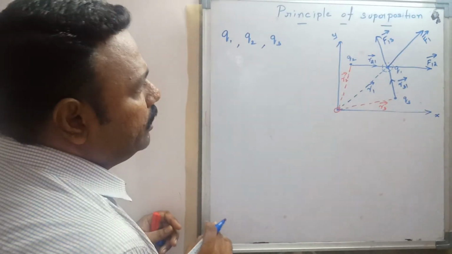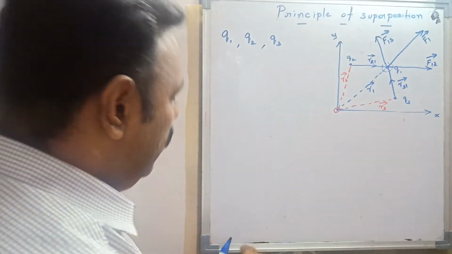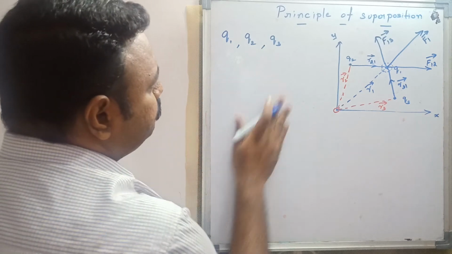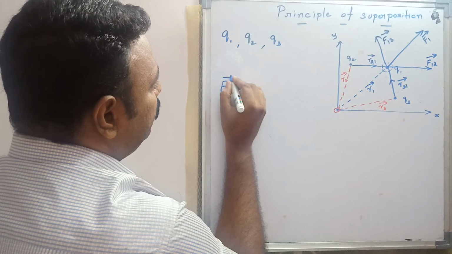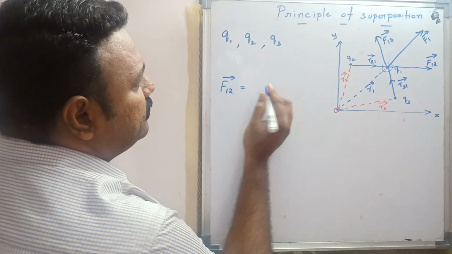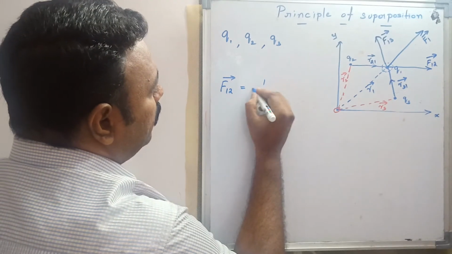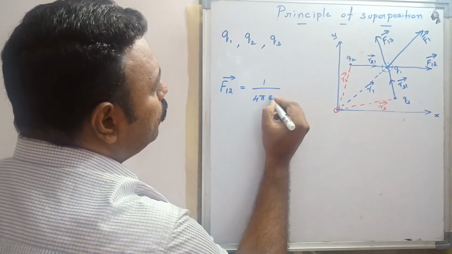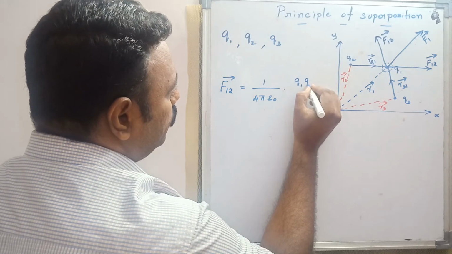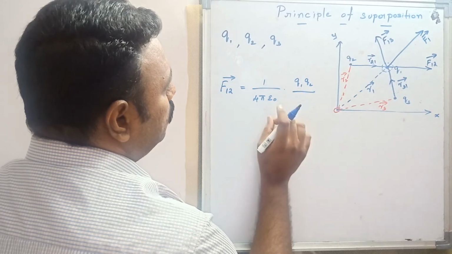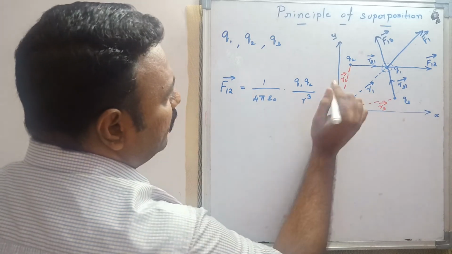This is a vector notation, and with respect to the positions you can make an equation. How will you make the equation? Imagine F12, that's the first one, the F12 vector. According to Coulomb's law in vector form, you can write 1 by 4 pi epsilon naught, Q1 Q2 by r cube, because I am writing in vector form.